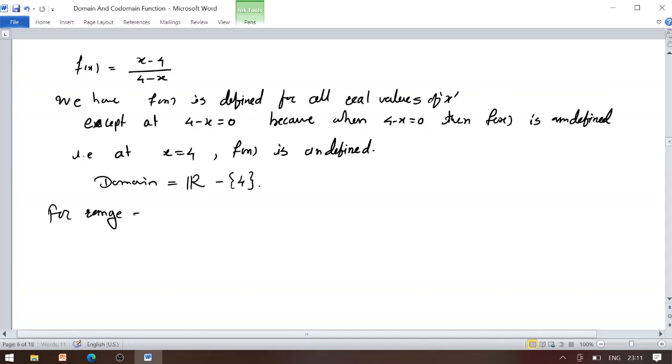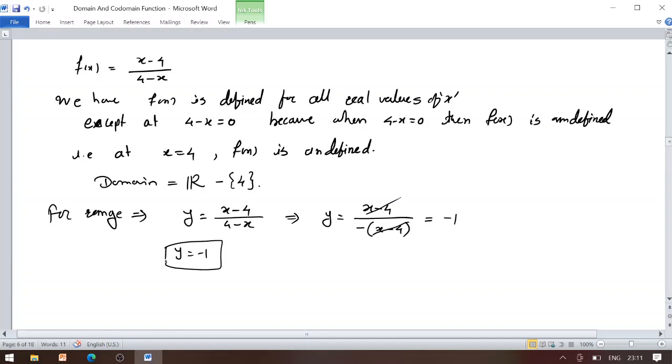For the range, let y equal x minus 4 divided by 4 minus x. Simplifying the right-hand side, we take the minus sign common from the denominator, so the signs change from plus to minus and minus to plus. Minus of x becomes positive x and 4 becomes minus 4. The x minus 4 from numerator and denominator gets cancelled, and we have y equals minus 1.